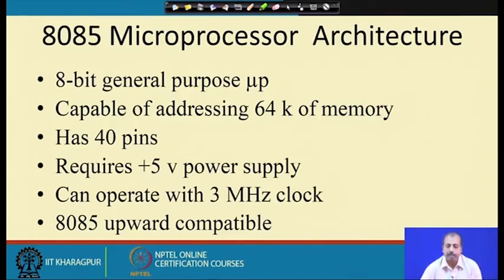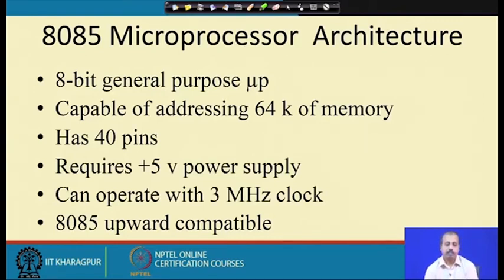It is capable of addressing 64 kilobytes of memory. So, the total memory space that it can address is 64 kilobytes. With an 8085 system, you can connect memory up to 64K. It is not that you cannot connect beyond this, but for that purpose you have to take some extra hardware for the connection.